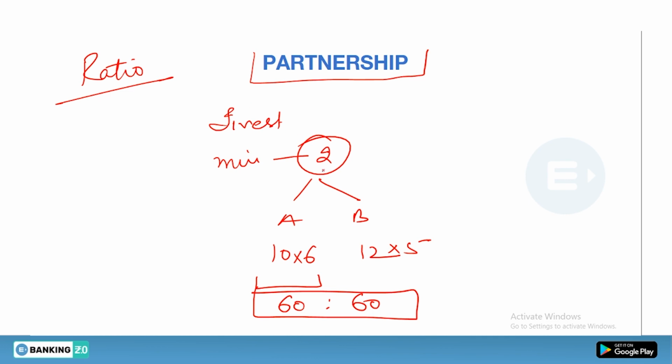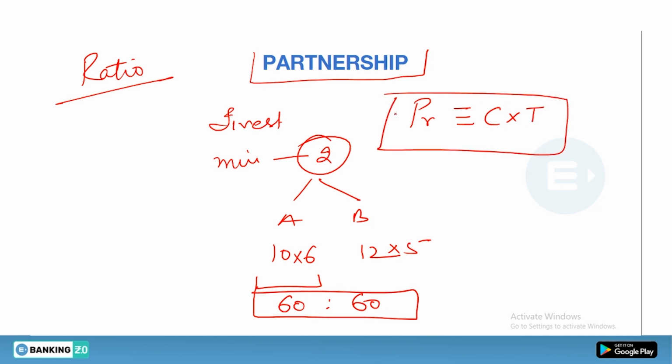Alright. Now here we come. As you can see, partnership. The sole purpose of partnership is to create profit, and profit depends on capital as well as time. So basically, if we combine these two relations, we get the product of capital and time in terms of profit.